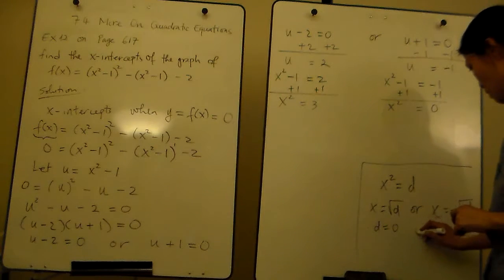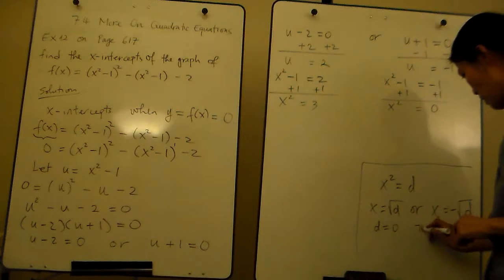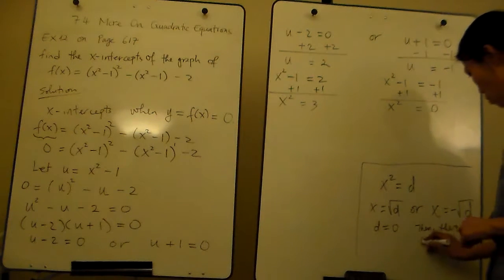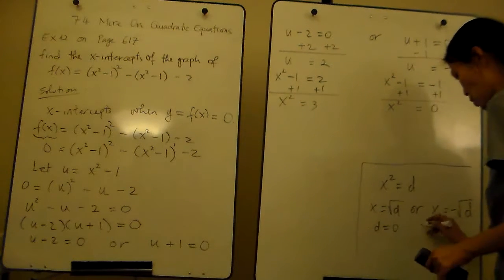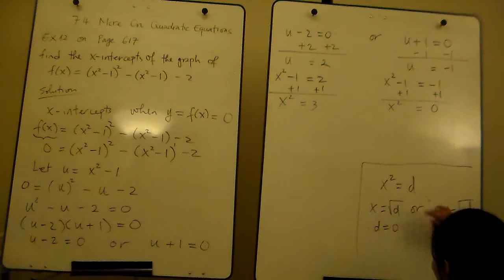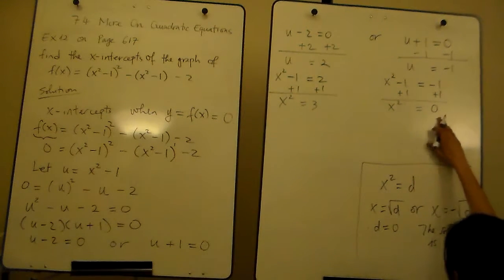solution. There is only one solution, and the solution is 0 actually. So when d equals 0 right here, the solution for this equation is 0. And it turns out we have d, which is 0 here.